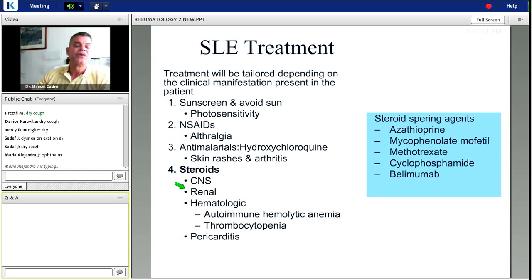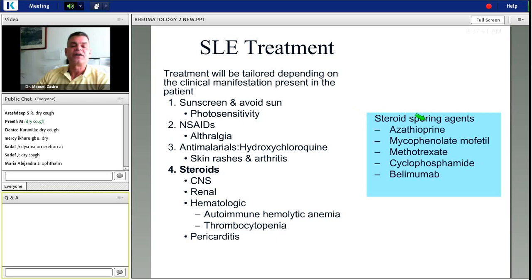Remember that you will start the steroid and then you will do the biopsy. You don't do the biopsy before you start the steroid, right? A biopsy will take 2 to 3 weeks to be done, so you don't want to wait that long. So, very important. Now, we've got a spelling error here, so disregard that.